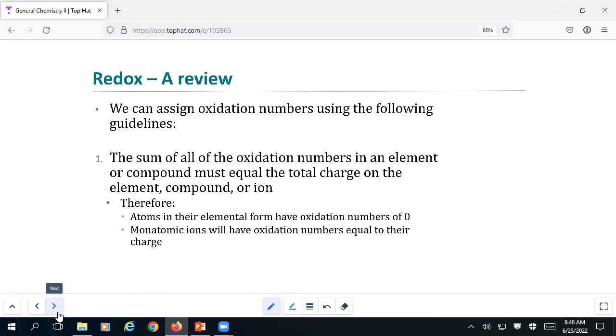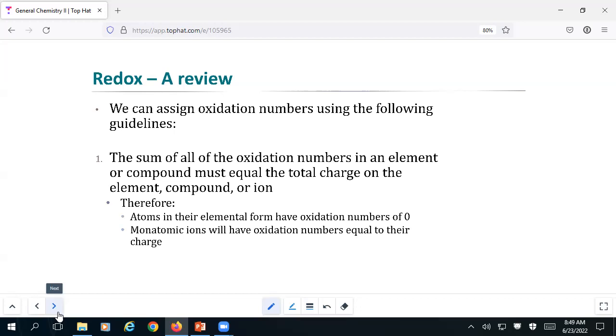Where it gets a little bit more complicated, especially, is when we start looking at neutral molecules. What do we do with carbon dioxide? What do we do with water? What do we do with carbonic acid? And polyatomic ions. How can I figure out the state for manganese in permanganate ion? How can I figure out the state of chromium in the dichromate ion? And so that's where that sum piece comes into play.